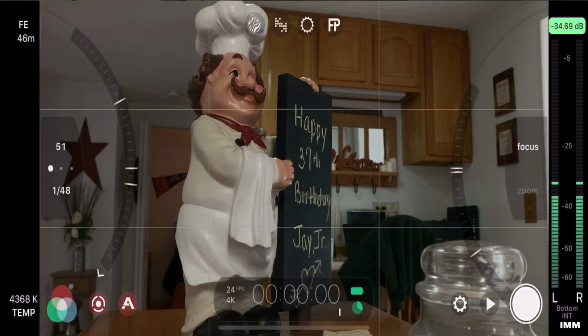This applies to all frame rates. When in FiLMiC Pro, click on the gear icon. Then click on the frame rate icon. It's the second from the left.